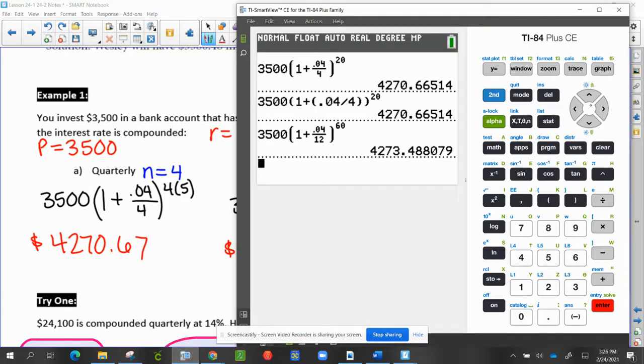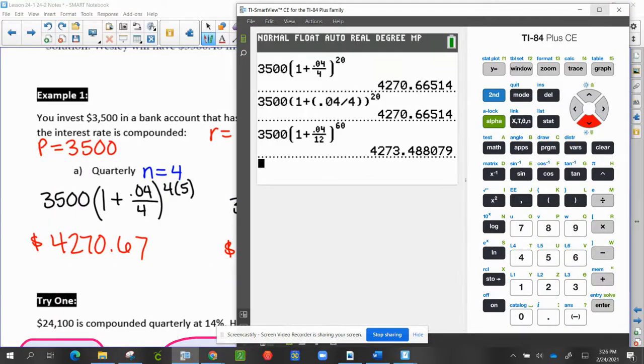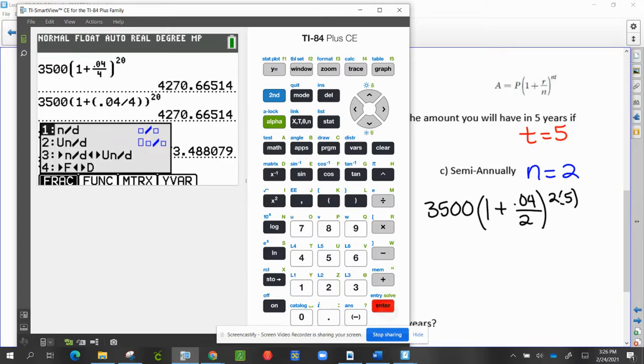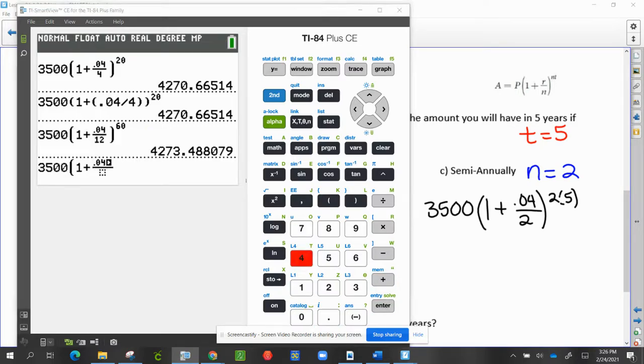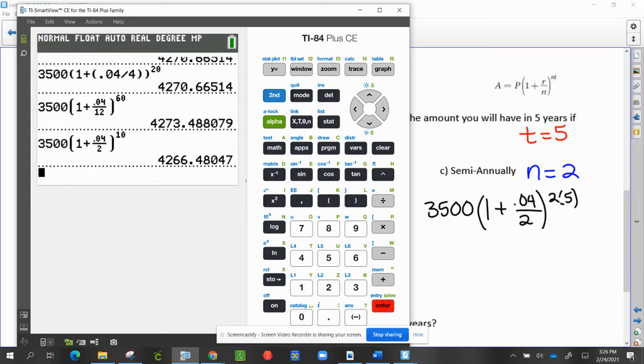Okay. And let's see. That's fine. Let's type this in. 3,500 times 1 plus our rate, so 0.04. Now we're dividing by 2, raised to the 5 times 2 power, which would be to the 10th power. So that's how much money we'd have. $4,266.48.